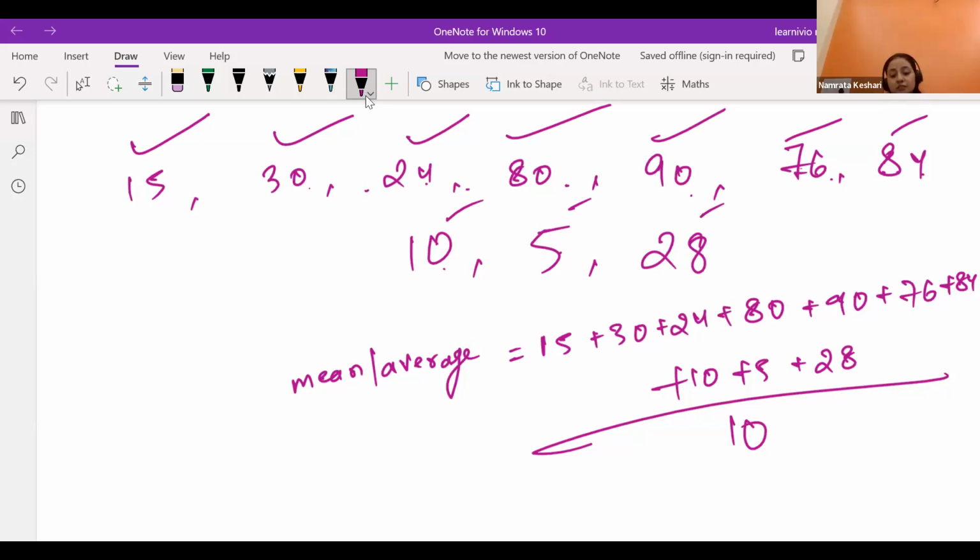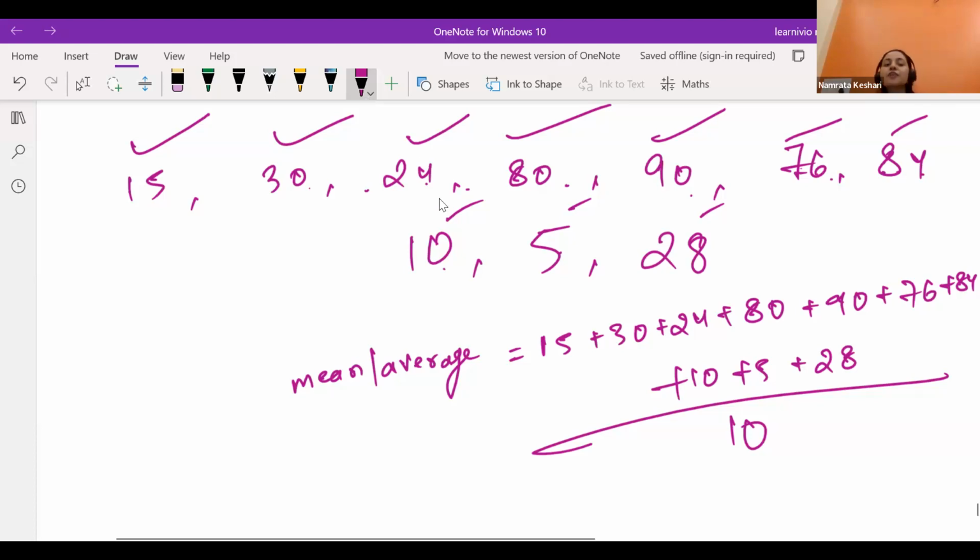Rather than saying that one student got 15, another got 30, another got 24, another got 80, I'll say on an average, this is the performance of my batch. Once I say the mean, it gives the idea that all the marks are close to that. That's called mean. Are you understanding it? Yes, ma'am. This concept of mean you have already learned previously.